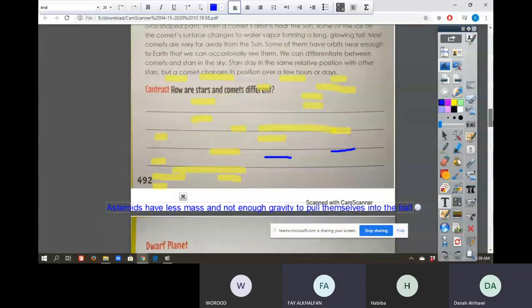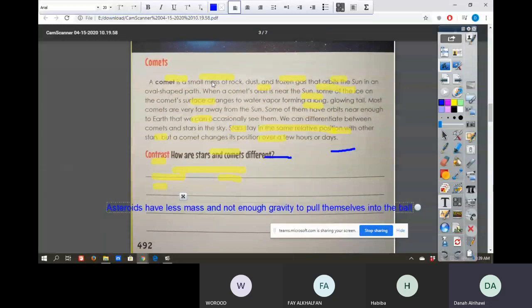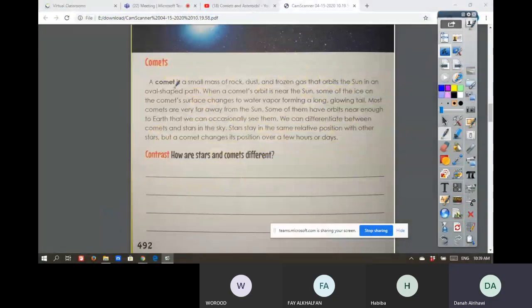So please hurry up. So the comet, I will highlight here. The comet is a small mass of rock, dust, and frozen gas that orbits the sun in an oval-shaped path. So it orbits the sun, but in an oval or elliptical path. When a comet orbits near the sun, some of the ice on the comet's surface changes to water vapor, forming a long and glowing tail.